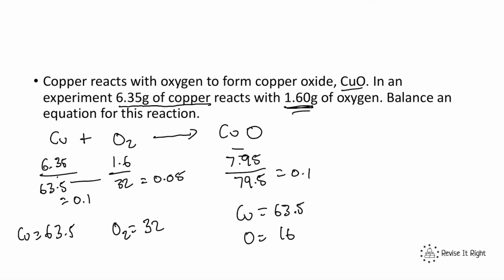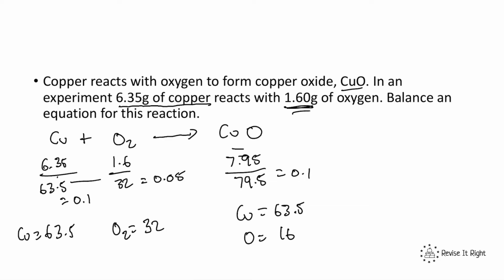Now remember, this means that 0.1 moles of copper plus 0.05 moles of oxygen forms 0.1 mole of copper oxide. But we can't put that into our equations. They have to be whole numbers. So to get them into whole numbers, to work out the ratio, we again divide them by the smallest number.